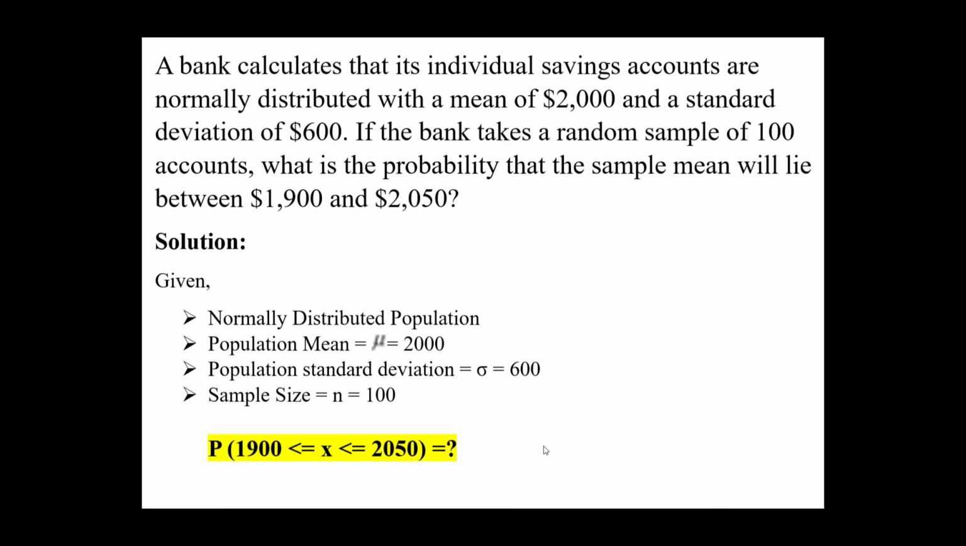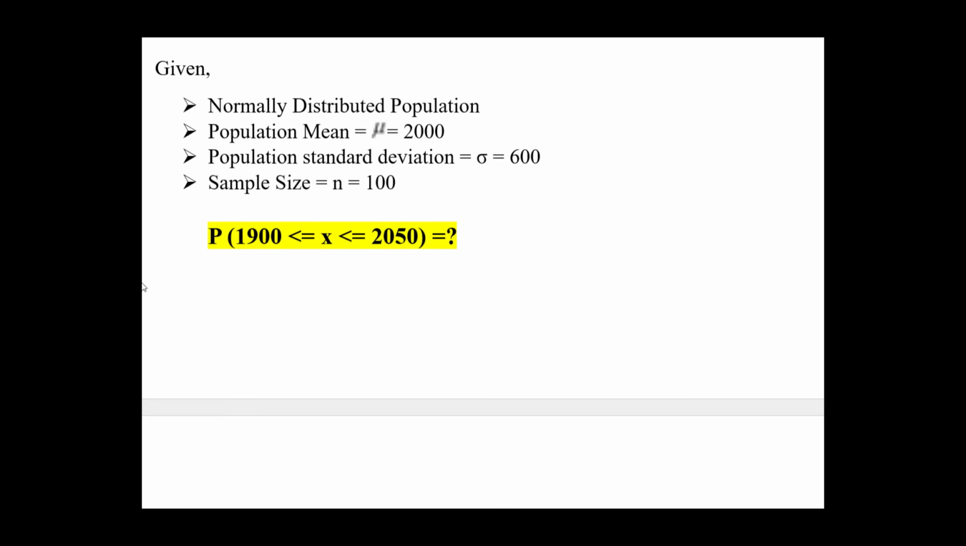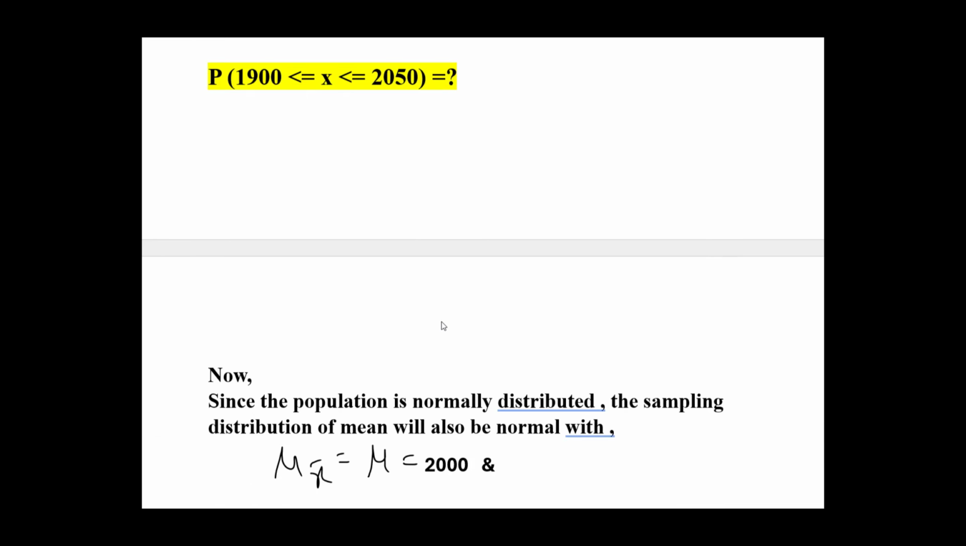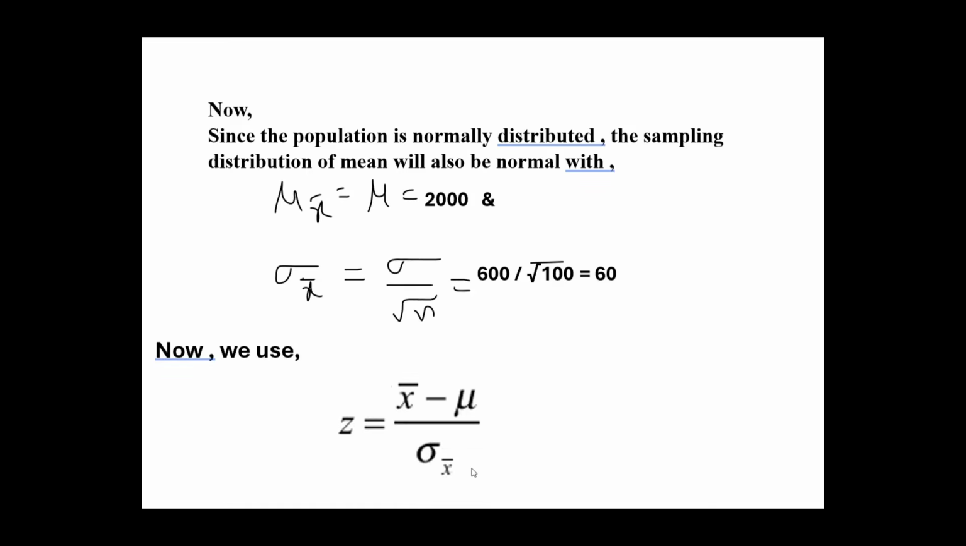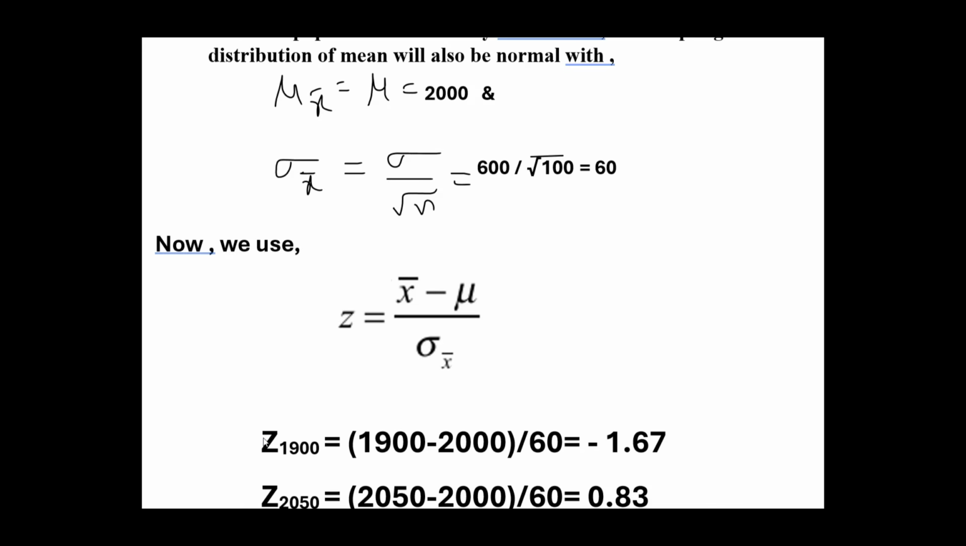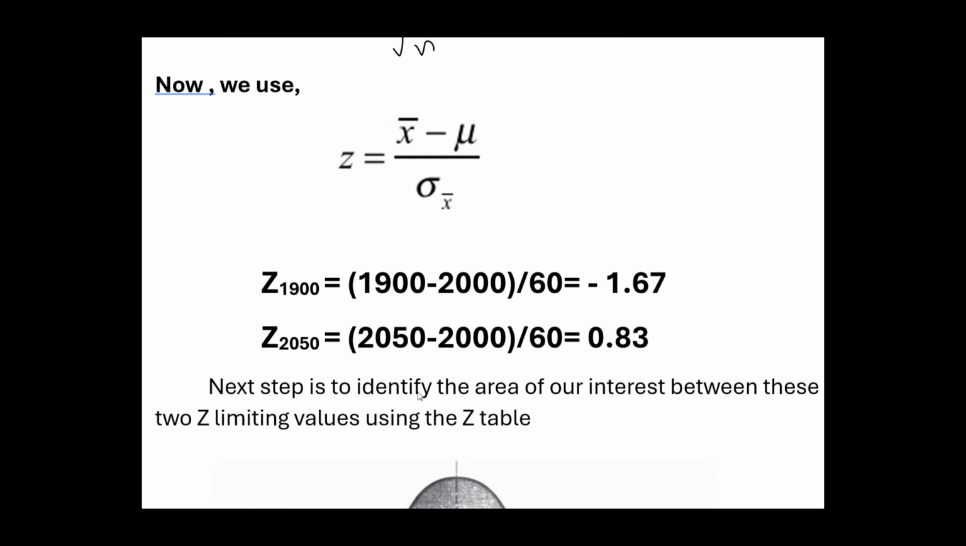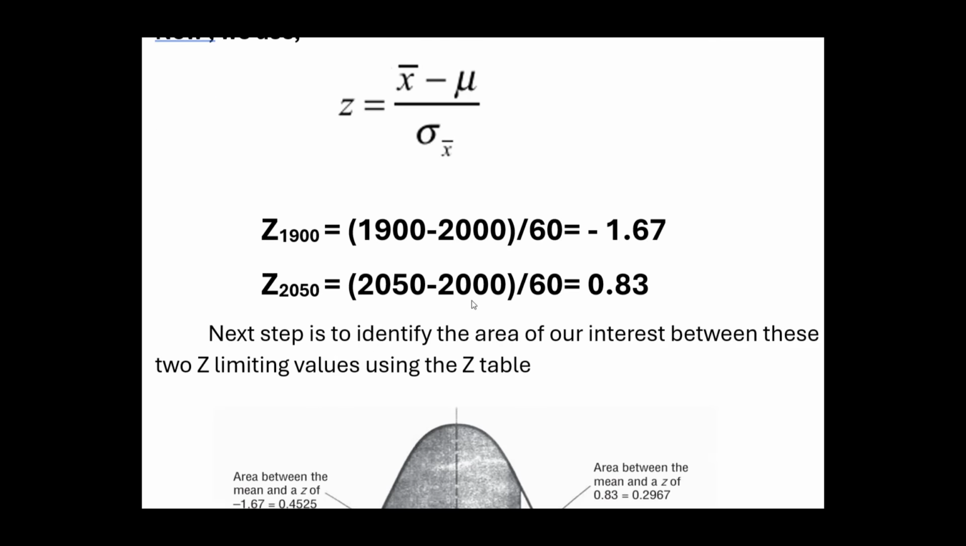So how to go about this? We need to first calculate z values at these two points. So we will start doing this. First we will have to calculate sigma x bar, which is sigma upon root n, which in this case comes to 60. Then we use this formula and we calculate z at 1900, which will come to minus 1.67, and z at 2050, which will be equal to 0.83.